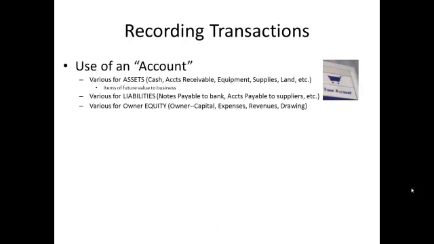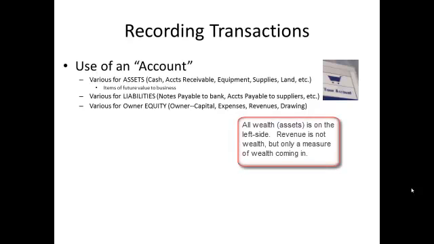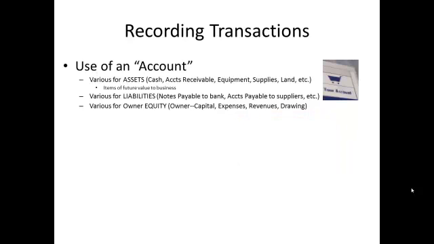Okay, let's start with the use of an account. There are various accounts for assets such as cash, accounts receivable, promise of customers to pay in the future for work done previously, equipment, supplies, land, etc. These are all items of future value to the business. These are items in which we conduct operations. On the right-hand side, we have various liability accounts, notes payable, accounts payable. Any account that has the word payable indicates a liability. We owe some party. And then various owner equity accounts, capital account, expense account, revenue, and drawing account.